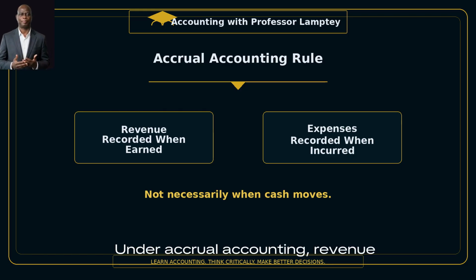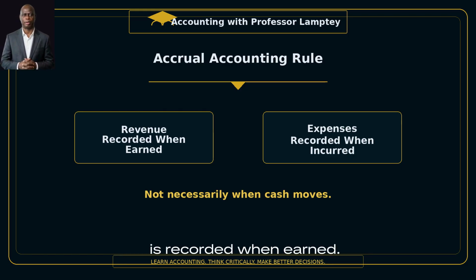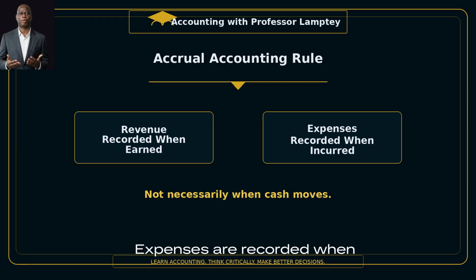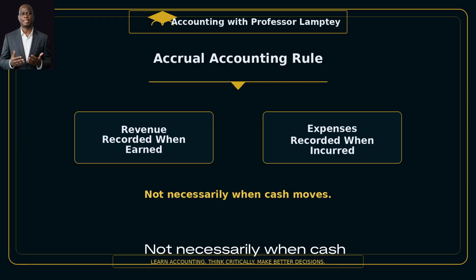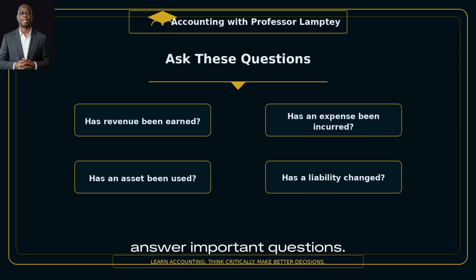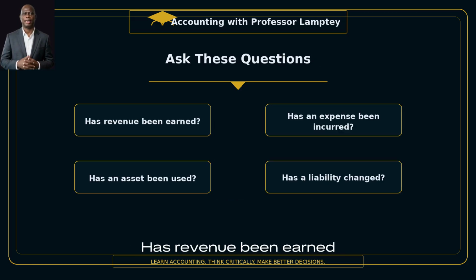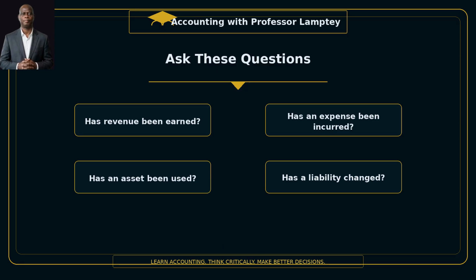Under accrual accounting, revenue is recorded when earned. Expenses are recorded when incurred, not necessarily when cash is received or paid. Adjusting entries help us answer important questions. Has revenue been earned but not yet recorded? Has an expense been incurred but not yet recorded? Has an asset been used up? Has a liability been reduced because service has now been provided?